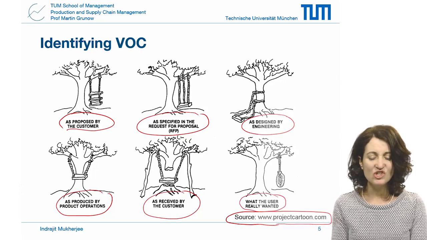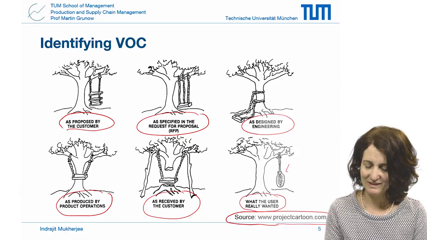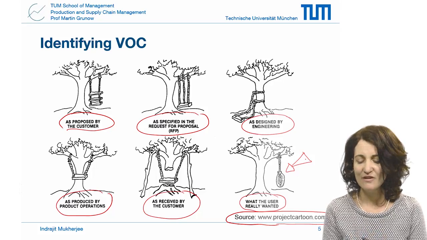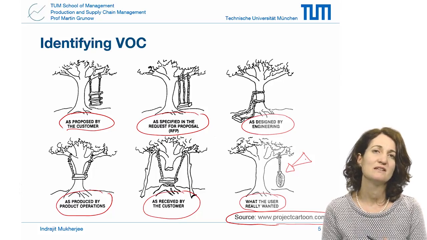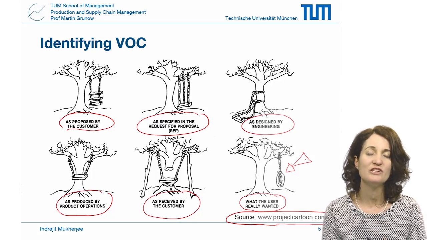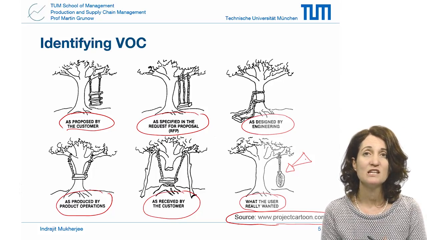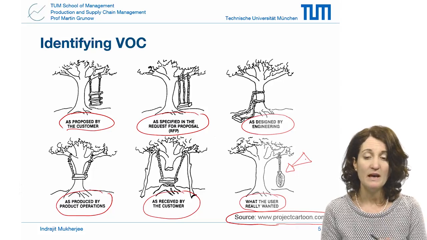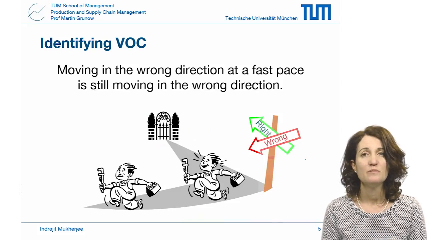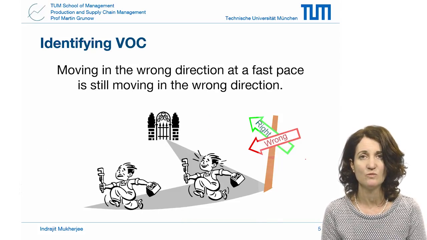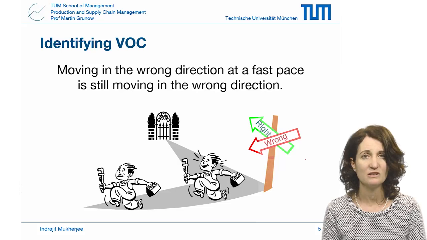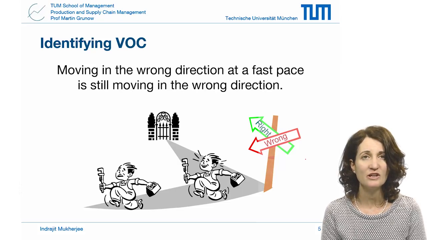And so this is a joke. You're supposed to find this as an exaggerated example, but finding out what the customer really wants, finding out in the context of projects what the problem really is, can be very, very difficult. And it's critically important because if you do not identify the actual customer wants and needs, you go in the wrong direction. And you can move very quickly in the wrong direction, but it's still the wrong direction.